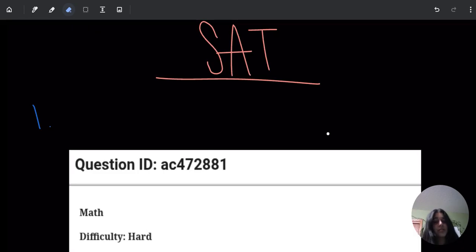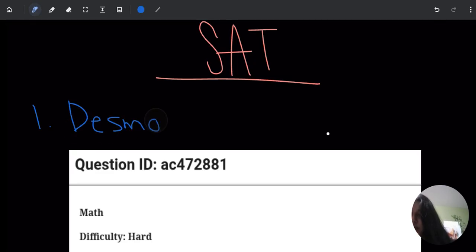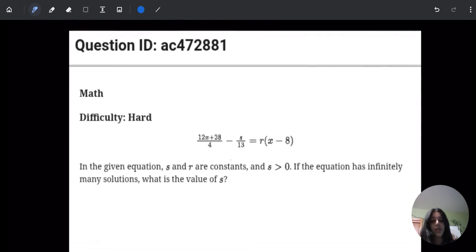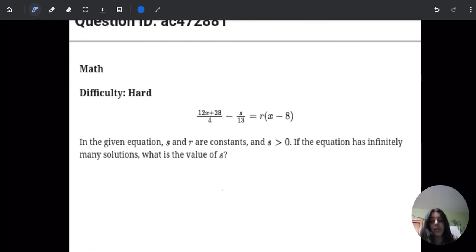The first tip is to use Desmos. I cannot emphasize this enough, but Desmos is so crucial when it comes to acing the SAT math portion. So in order to highlight that fact and exemplify it, I picked out two examples directly from the College Board, and we're just going to get right into them.